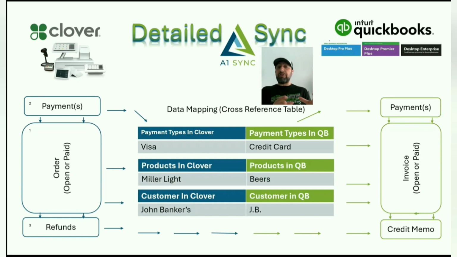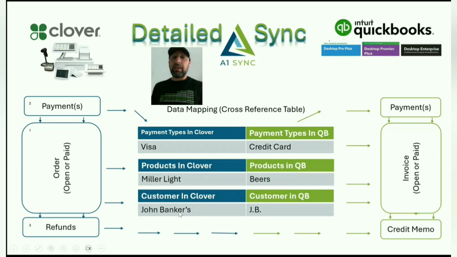We'll give them the cross-reference table. Well, we'll take all of the products that are coming in from Clover that are beers, and you can just point them all to beer, just one product that's in QuickBooks, or any combination of that, right? So the cross-reference table will enable the merchant to have a certain set of products in QuickBooks and another set of products in Clover, and be able to have this integration flowing where Miller Lite is coming in from the order on Clover, and it's going into beers in QuickBooks.